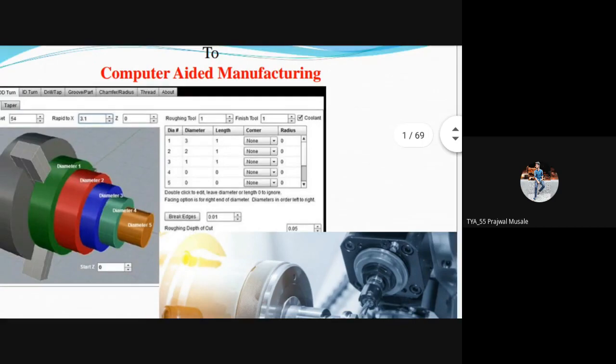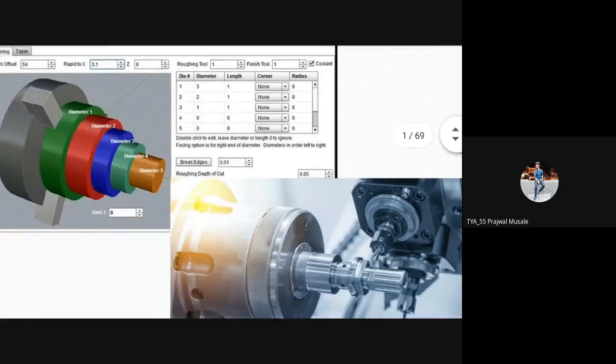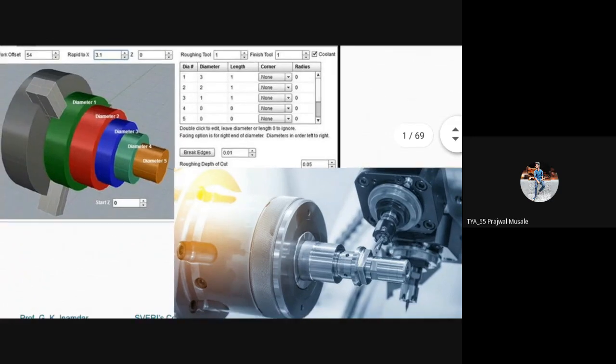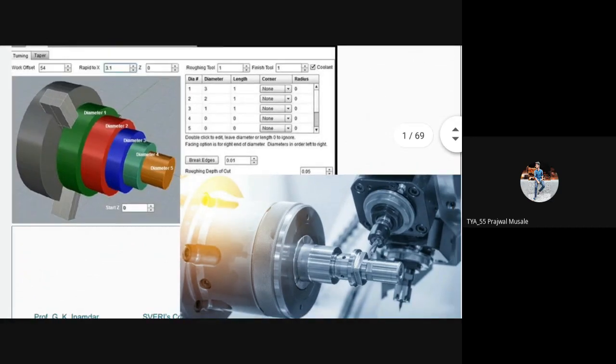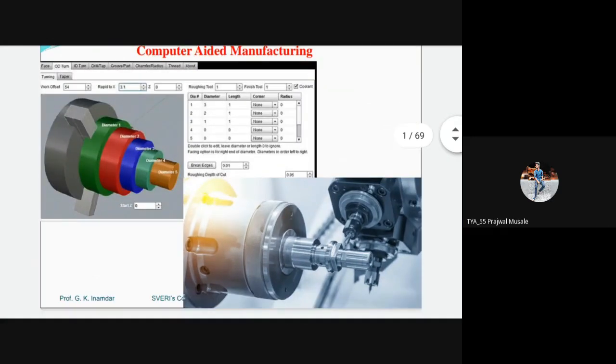Whatever the different features we have to give, first of all the diameter, the length, corner finish if required, chamfer if required. These are very simple inputs. This is all about computer aided manufacturing, and this type of study we have to complete in this second section.